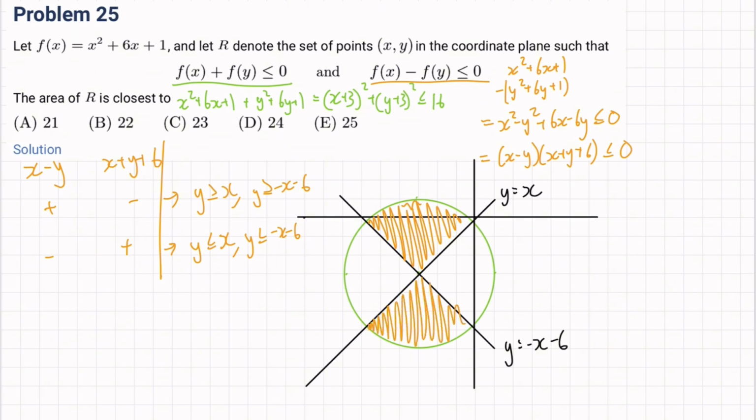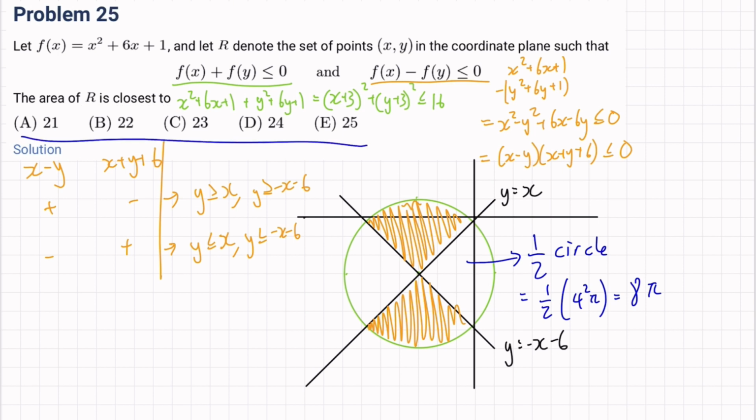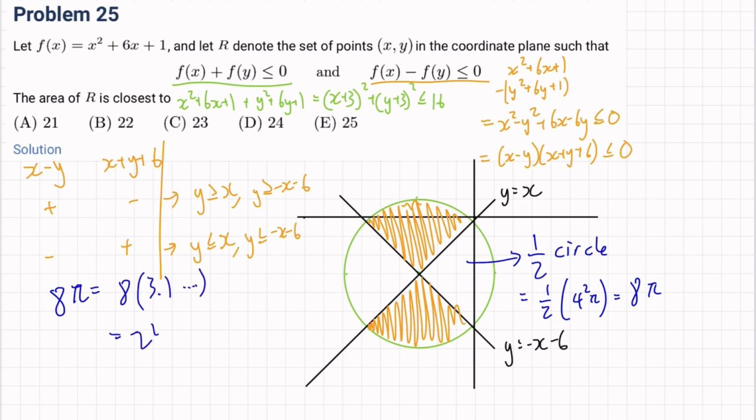And so what you can see is that it's half of the circle, right? And the circle has radius 4, so this is half times 4 squared times pi, and this is 8 pi, right? So 8 pi is the area of R, and it's closest to, and then we have integer values, so 8 pi is closest to 8 times 3.1 something. So this is 24.8 something, so this is closest to 25. So it's closest to 25. The answer is E. And so that was the problems in the AMC 12B from the year 2002. And thank you for watching.